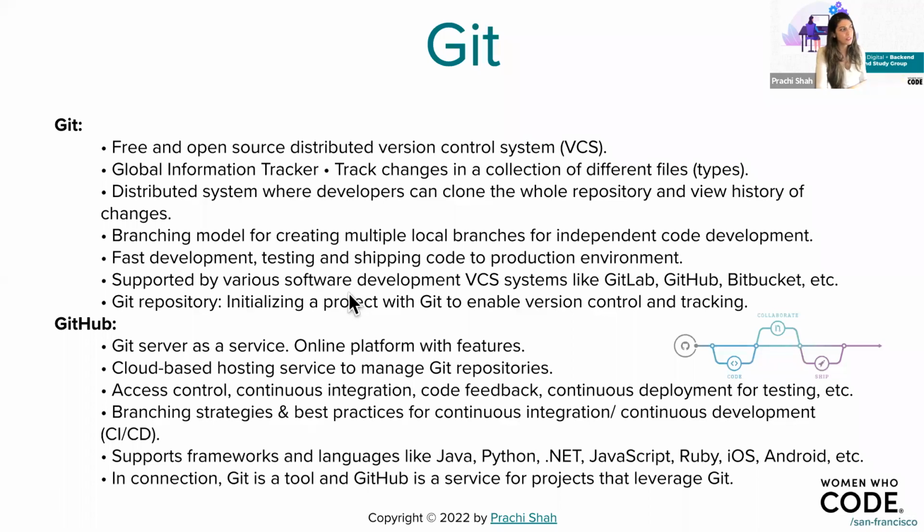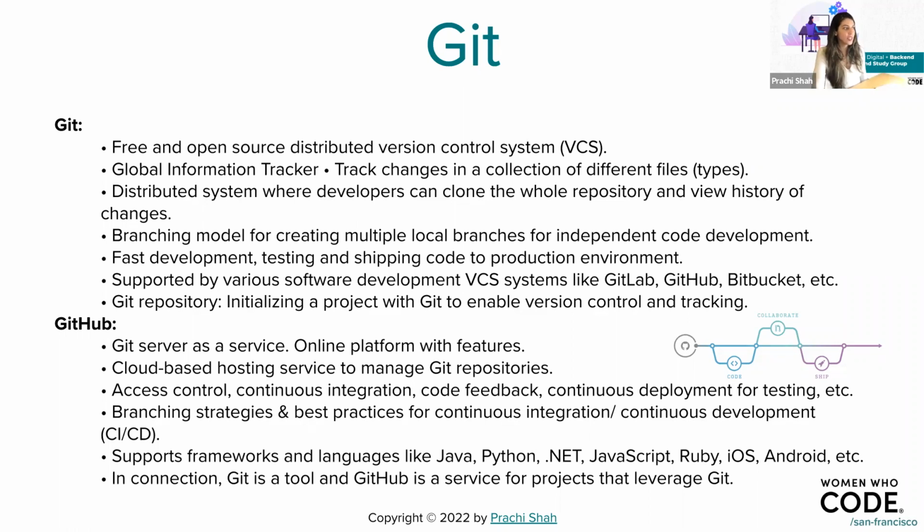This whole process has contributed to faster development, more efficient and independent testing, and shipping code faster to production as well. And Git is supported by all sorts of VCS systems, including GitLab, GitHub, Bitbucket, etc. A Git repository, like I mentioned before, is just initializing a project with Git to enable version control and tracking. So if you create your own project independently, in any IDE, if you need to do version control, you need to use Git, and Git is basically provisioning your project or application for version control and tracking.